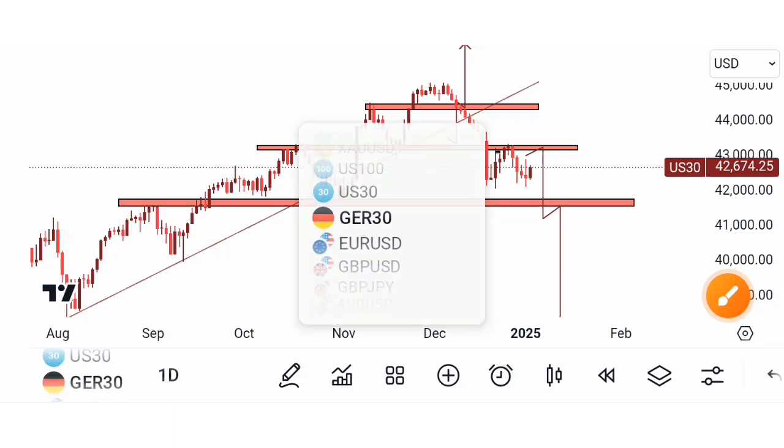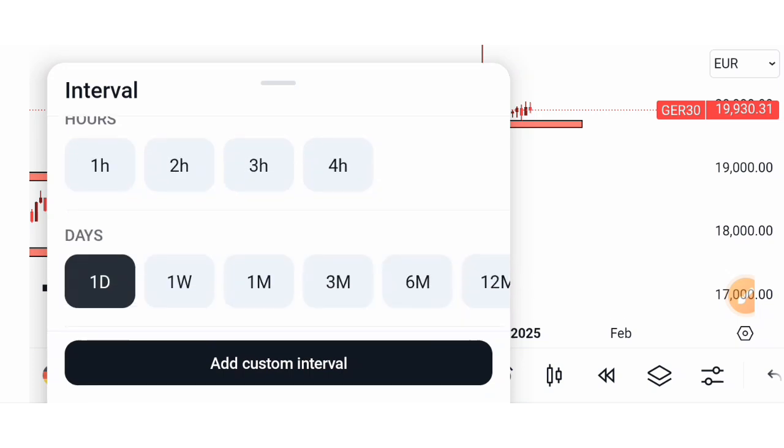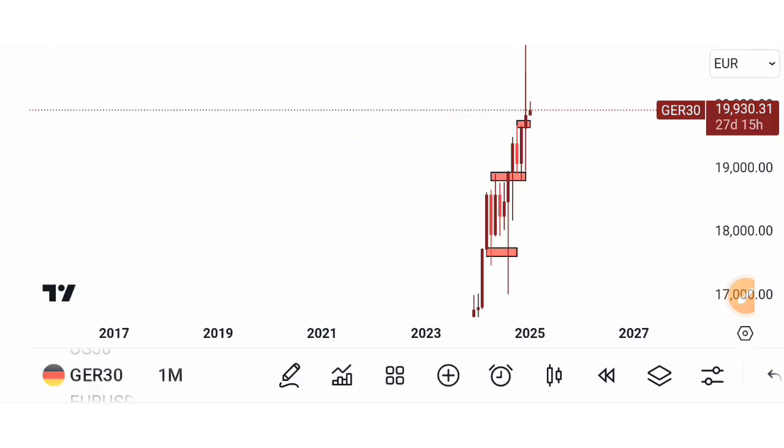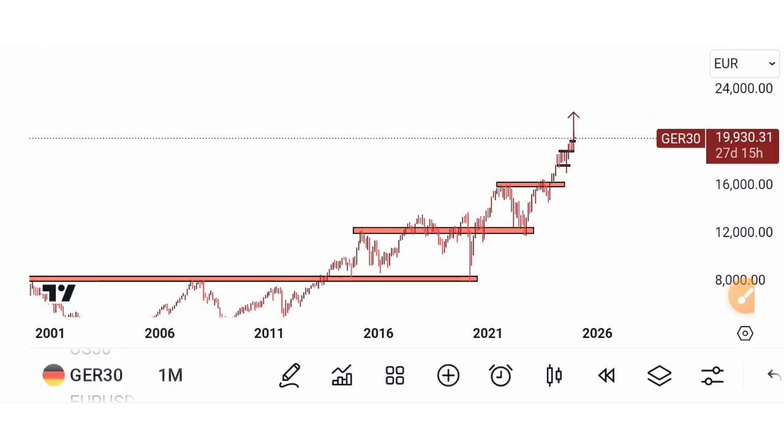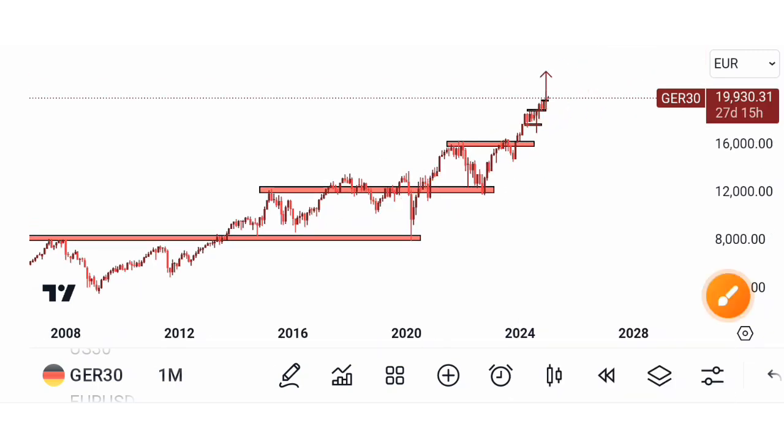Moving on to German 30, and I'm closing with this one. German 30, let's go to the higher time frame. For this one, let me go to the monthly time frame. So on the German 30, as you can tell, this market is pretty much bullish. It just keeps on going. It's in a bullish trend, as you can tell. I don't even need to speak on that.